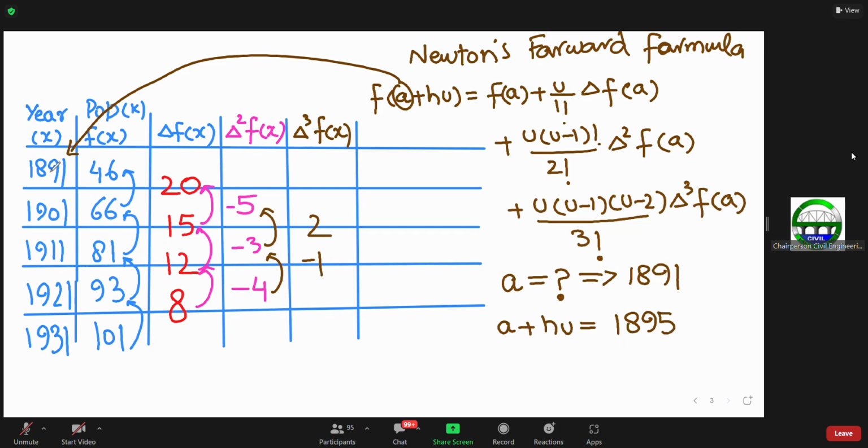In here, a is equal to this one, 1891. And h, what is the h? H is the difference of this one. Because these are equal intervals, h will be equal to 10. So putting the values, 1891 plus 10u is equal to 1895. Can anyone calculate the value of u and tell me the value of u?